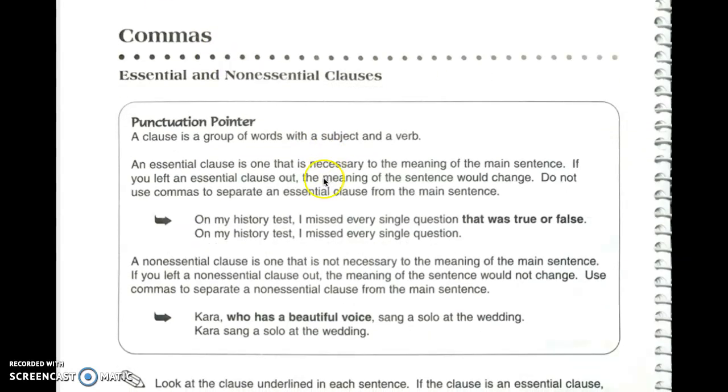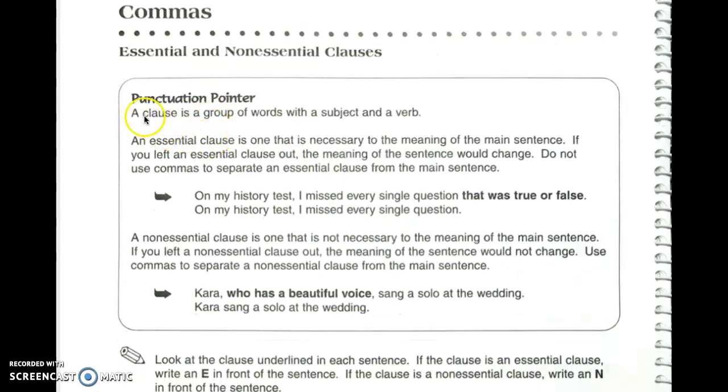All right, so here's our punctuation pointer for today. A clause is a group of words with a subject and a verb. That's what makes it different from just a phrase. A phrase is only a group of words. A clause, however, does have a subject and it has a verb, okay?